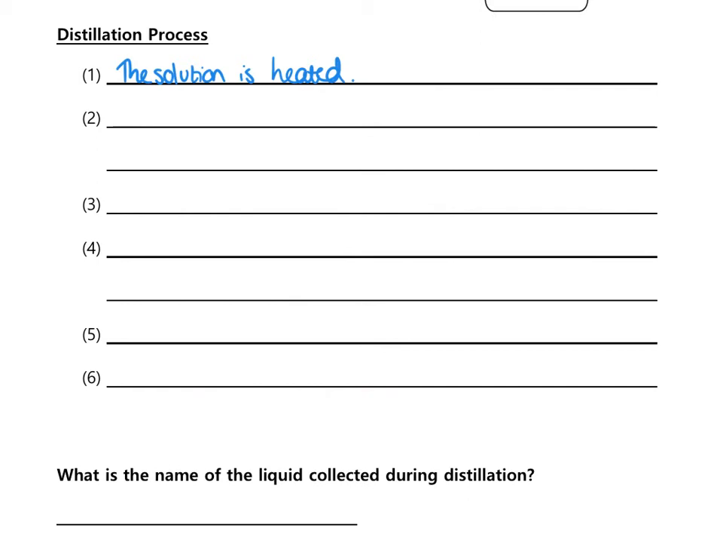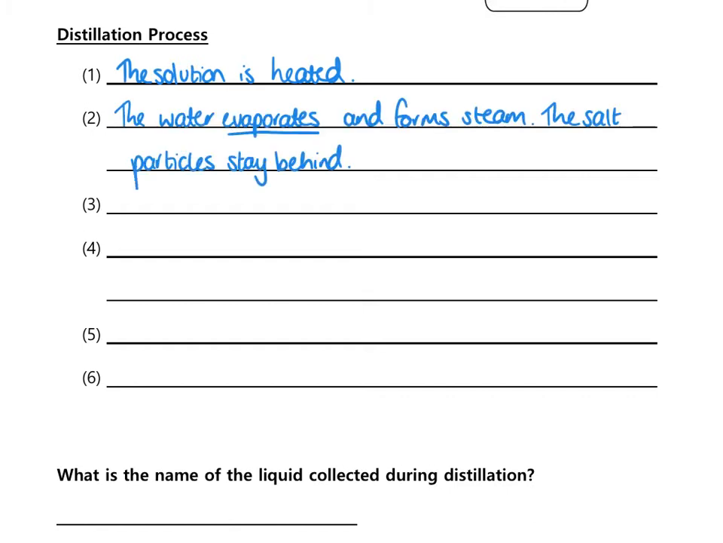So as already discussed, the first step is the solution is heated. What happens after the solution is heated? Well, when the solution is heated, the water evaporates and forms steam, and the salt particles stay behind. What then happens after that? So once we form the steam, it will pass into the condenser, and the temperature on the thermometer will read the boiling point of that particular component of your mixture that is separating off.